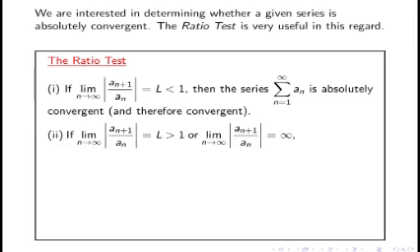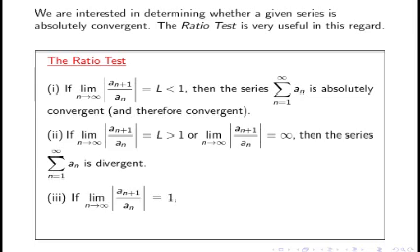If the limit as n goes to infinity of the absolute value of a_(n+1) divided by a_n is equal to L, which is strictly greater than 1, or the limit as n goes to infinity of the absolute value of a_(n+1) divided by a_n is infinity, in other words, that expression grows larger and larger as n grows larger and larger, then the series, the sum from 1 to infinity of a_n, is divergent.